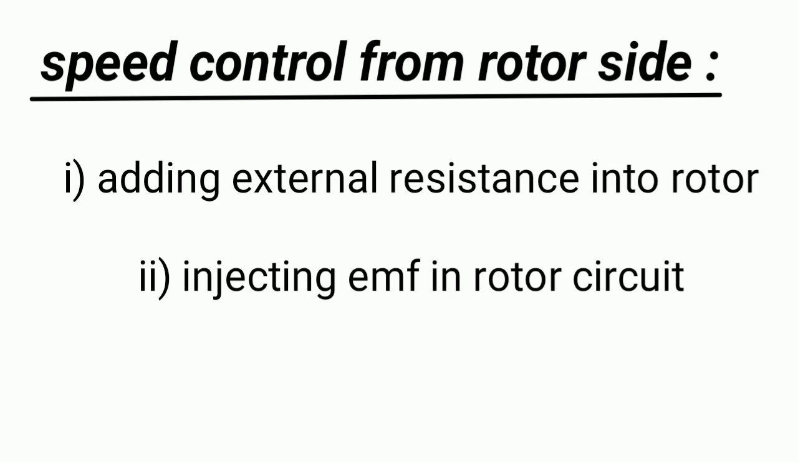Now coming to the speed control from the rotor side. On the rotor side there are two main methods of speed control. Number one is adding external resistance in the rotor circuit, and number two, injecting EMF into the rotor circuit.